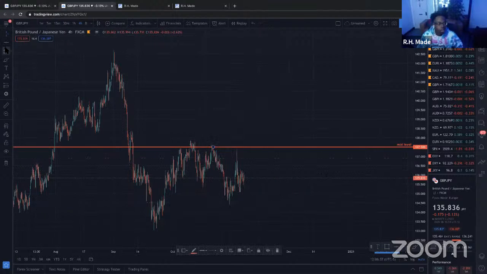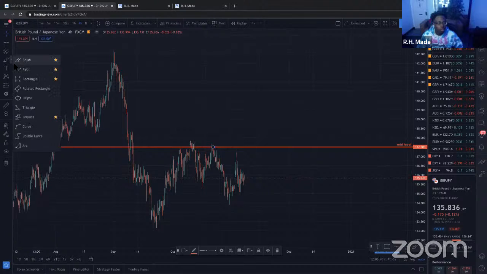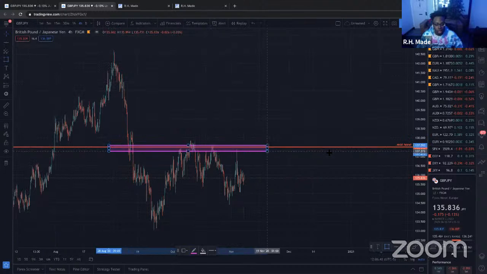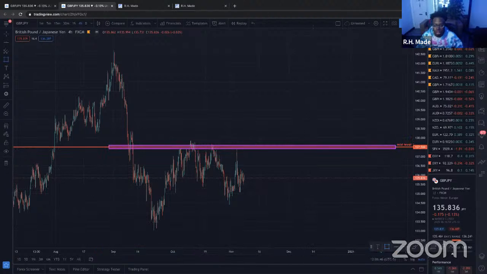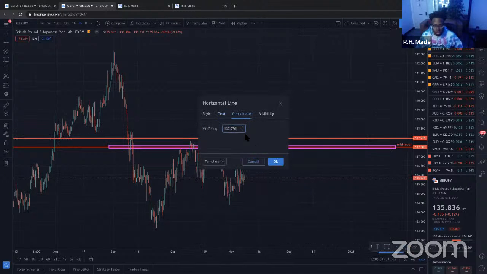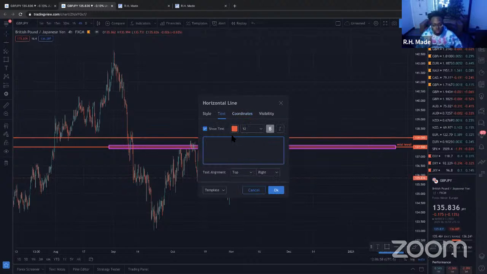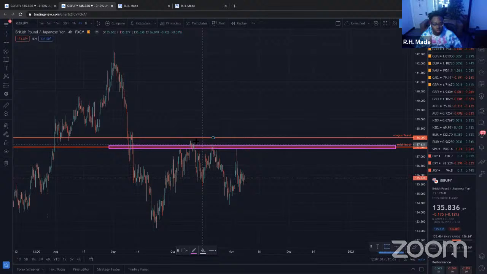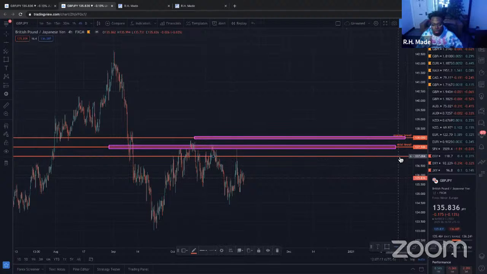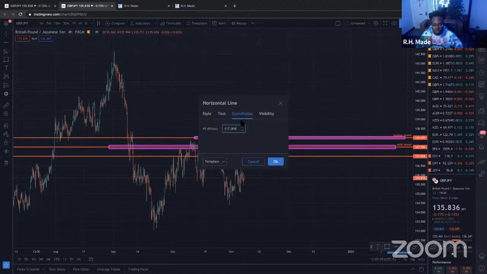I'm just going to draw a little box around it to signify the area within that major mid level. And I'm just going to mark up 138.00 for another major level. Okay, this will be a major level. Another box for the area. And I'm just going to keep going down until I get to the bottom. So major area right here, 137 flat.